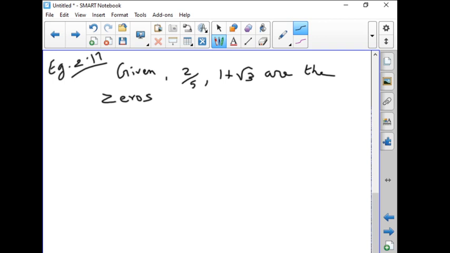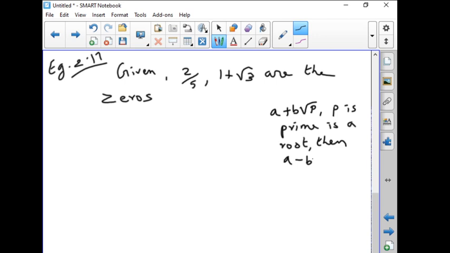So, now we know that if a plus b root p, where p is prime, is a root, this we have already used in a problem. I have told you that, it is on page number 65. If a plus b root p, where p is prime, is a root, then a minus b root p is also a root.